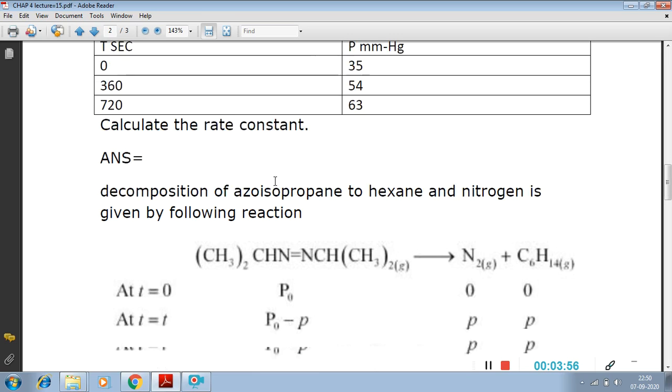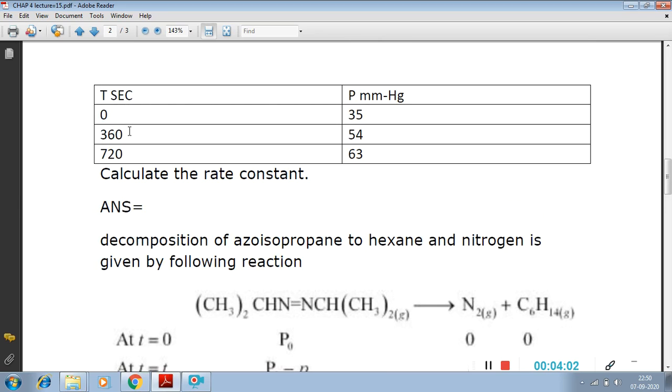Okay, so here total 3 times are given: 0 second, 360 second and 720 second. So first 0 to 360, for this time interval we are going to calculate K. Then for 0 to 720, for that time interval we are going to calculate K value. So we will get 2 K values here. After that, take average of that 2 K values. So you will get rate constant of overall reaction.